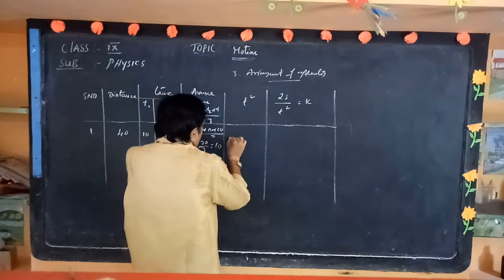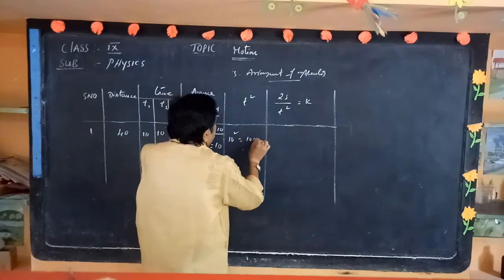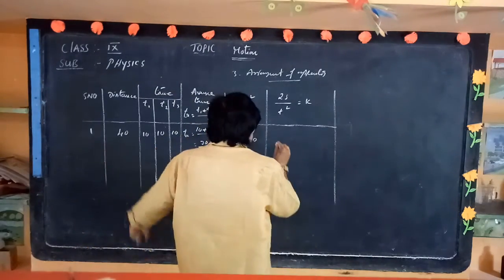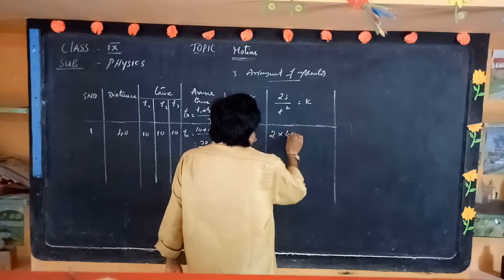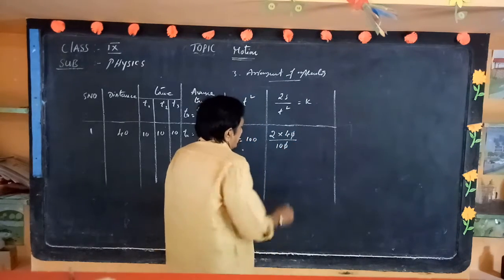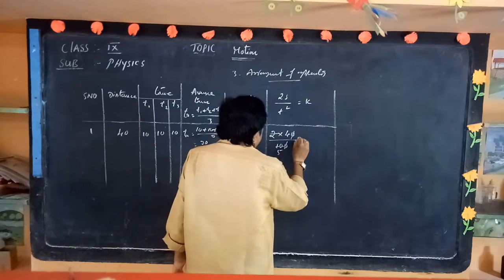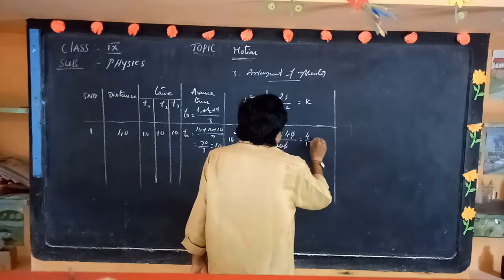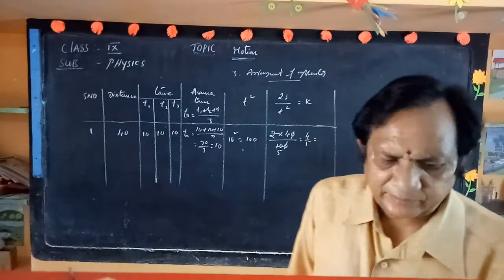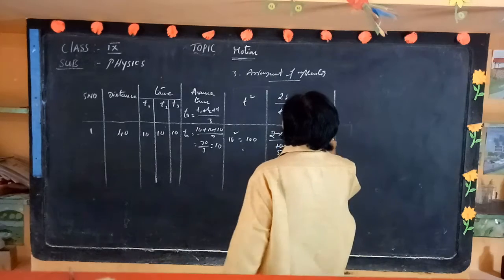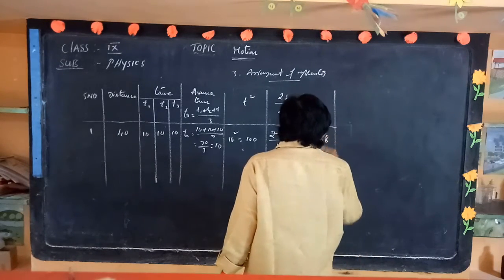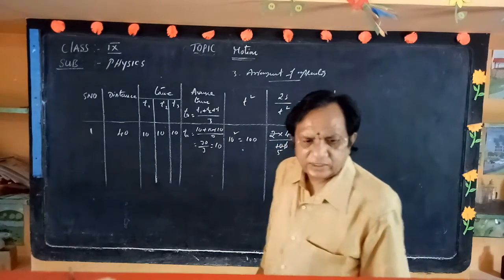Then t square. T square means 10 square. 10 square is equal to 100. Now 2s by t square, what is the distance? 40. So 2 into 40 by 100. The 0 gets cancelled. 2 ones are 2, 2 fives are 10. What do you get? 4 by 5. 4 by 5 means what do you get? 0.8. It is a constant value. We get this constant value.